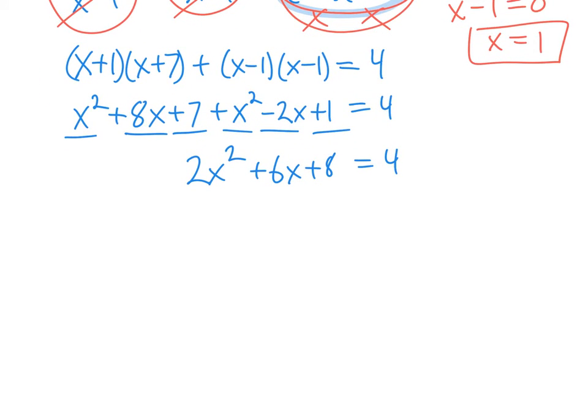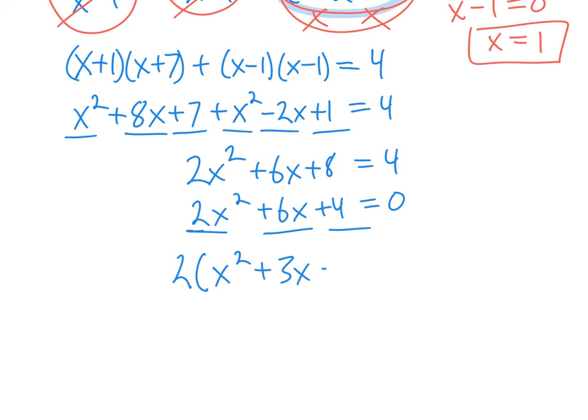So to solve quadratics, we have to set it equal to 0. I'm going to subtract 4 from both sides: 2x squared plus 6x plus 4 equals 0. At this point, we need to factor. Whenever I factor, I always look for the greatest common factor. I can see that a 2 goes into the first, second, and third term, so I can factor out a 2, leaving x squared plus 3x plus 2 equals 0. Really, I'm only concerned with this factor, because 2 can never be 0. So I'm just wondering where x squared plus 3x plus 2 equals 0.